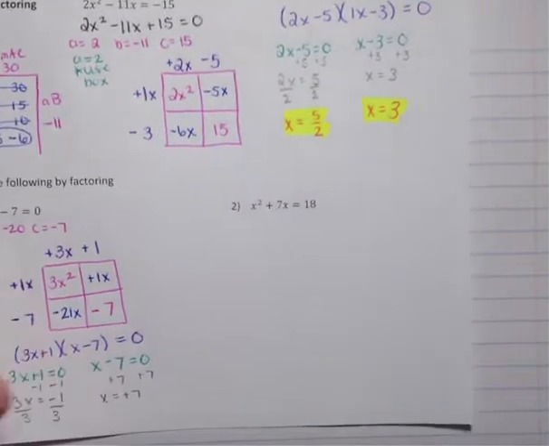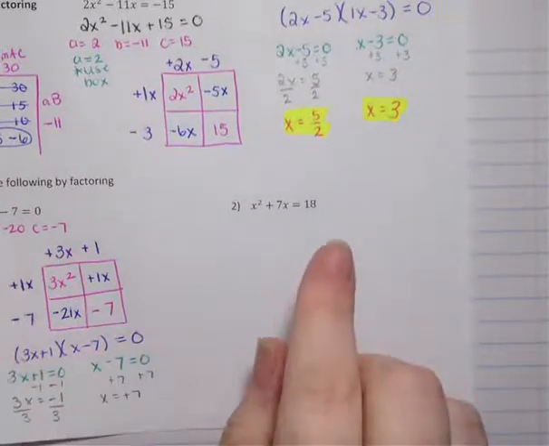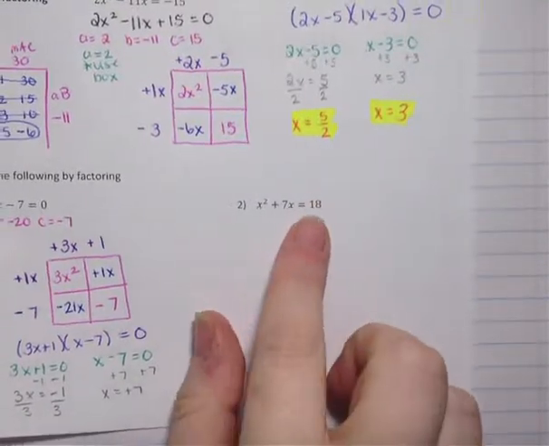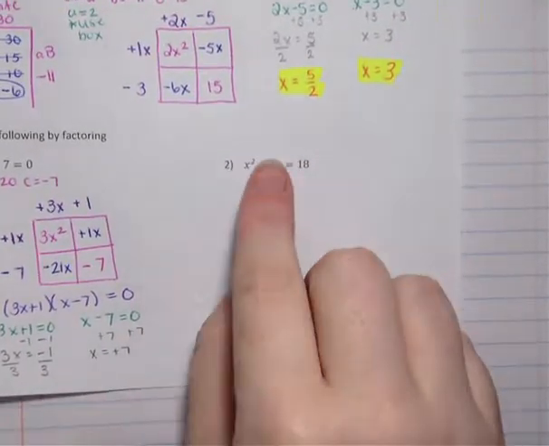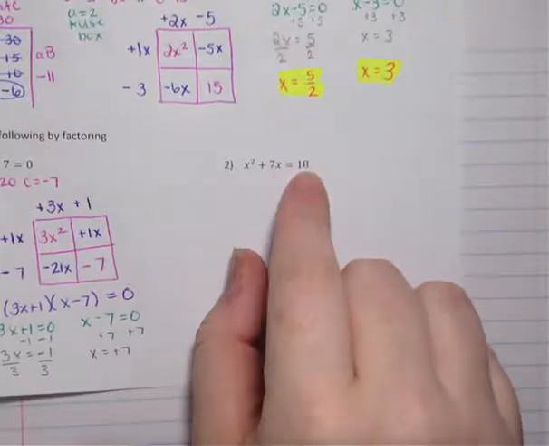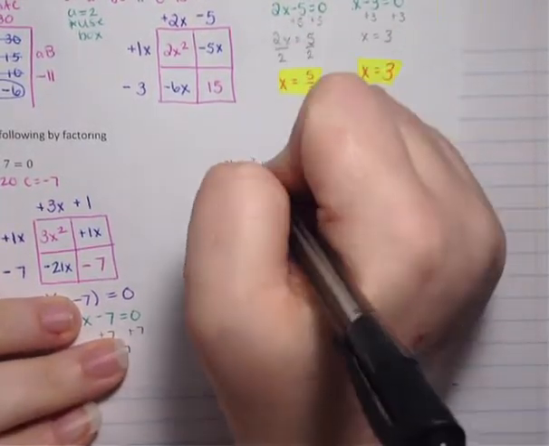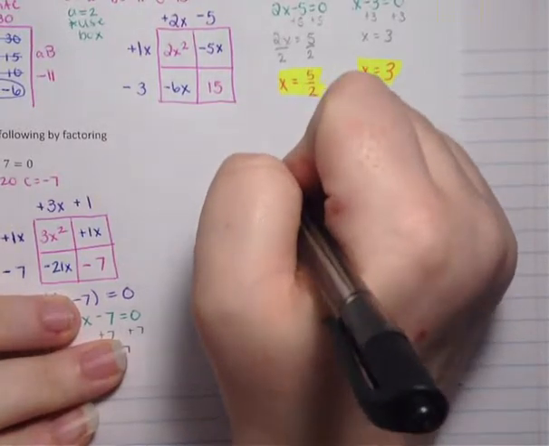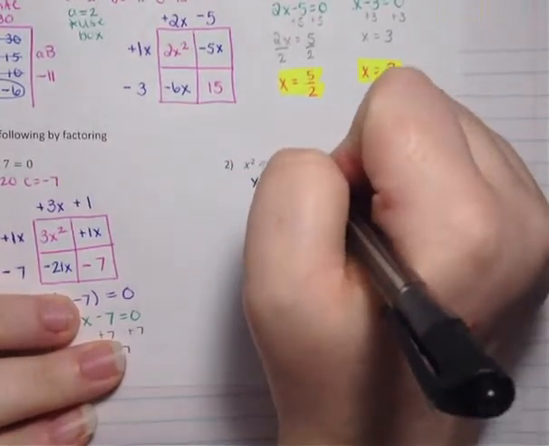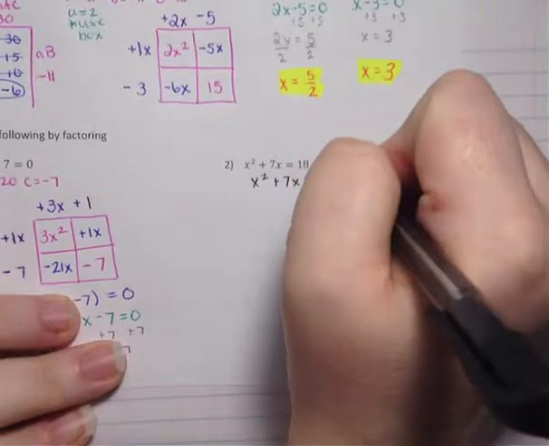On this next example, x squared plus 7x equals 18. This is not in standard form because it needs to be equal to 0. So our first thing that we need to do is make sure this gets put into standard form. We have an x squared, we have a 7x, but our 18 is on the wrong side. We need to subtract the 18 to make it become x squared plus 7x minus 18 is equal to 0.